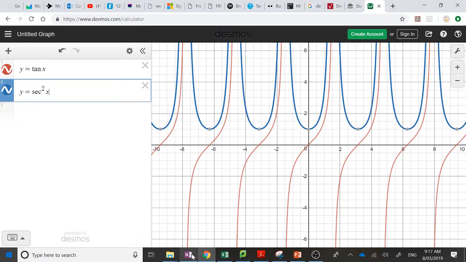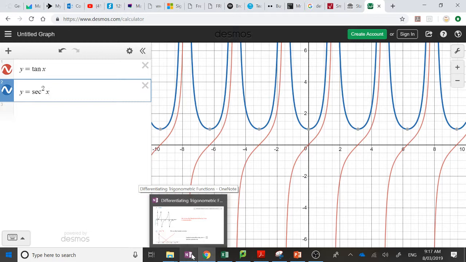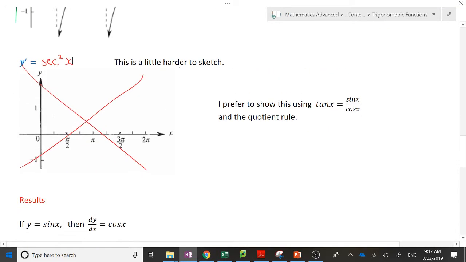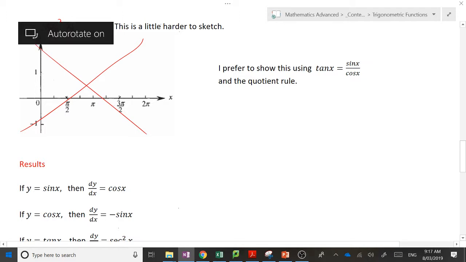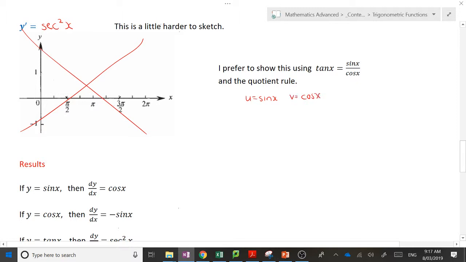That one's actually easier using the quotient rule with sine and cos. I'll show you that. Because we know tan x is sine x on cos x, if I was to differentiate this, u is sine x and v is cos x. You'd end up with u dash is cos x, v dash is negative sine x.